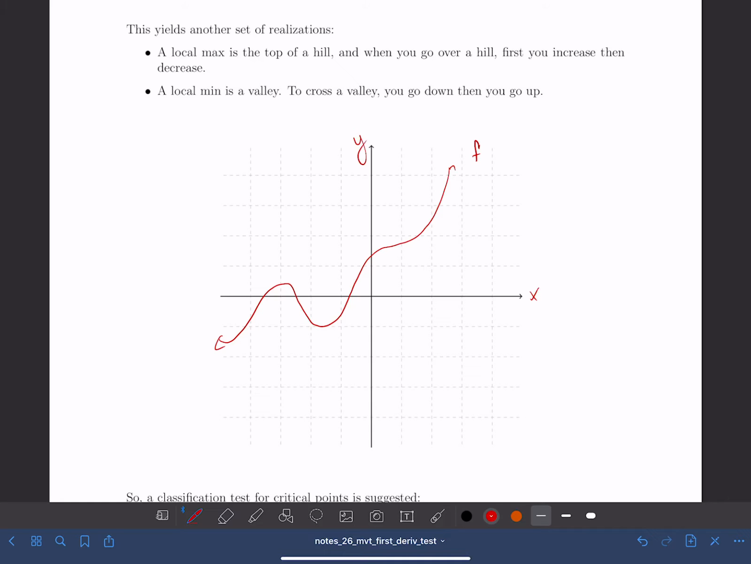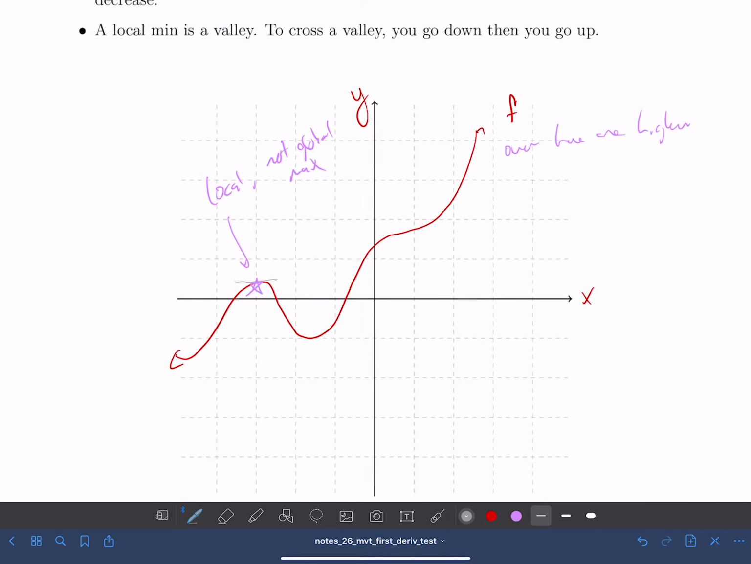Let's label the local maxima, and I'm going to label those. Here's a max. That's a local maximum. It's not the global maximum because there are other values over here that are higher. So this is a local, not global, max. Note that it occurs where the derivative is 0. So the tangent line is horizontal there.